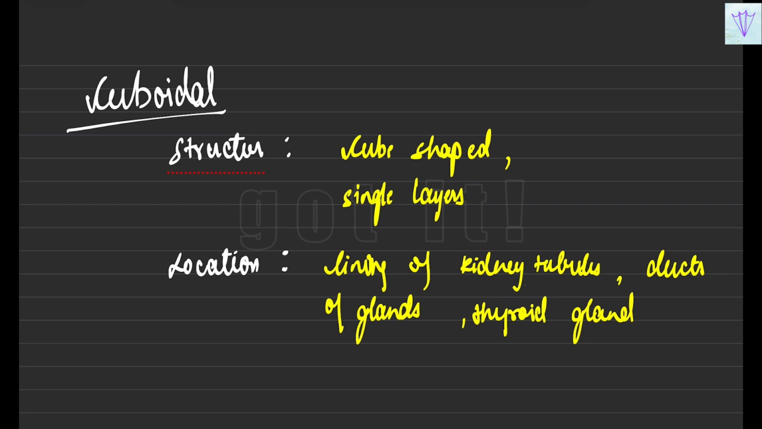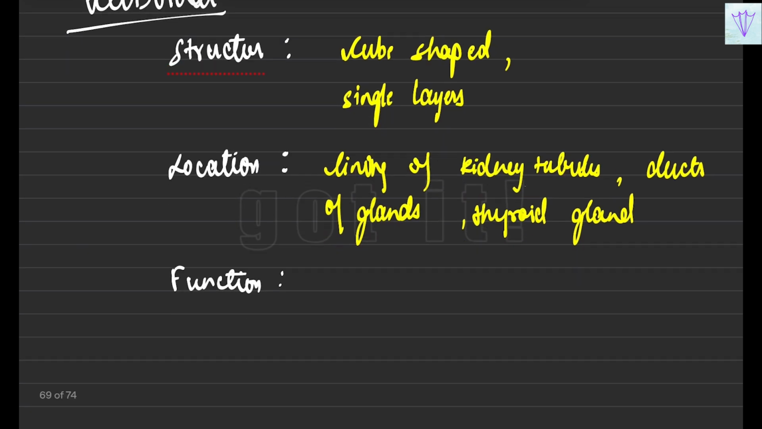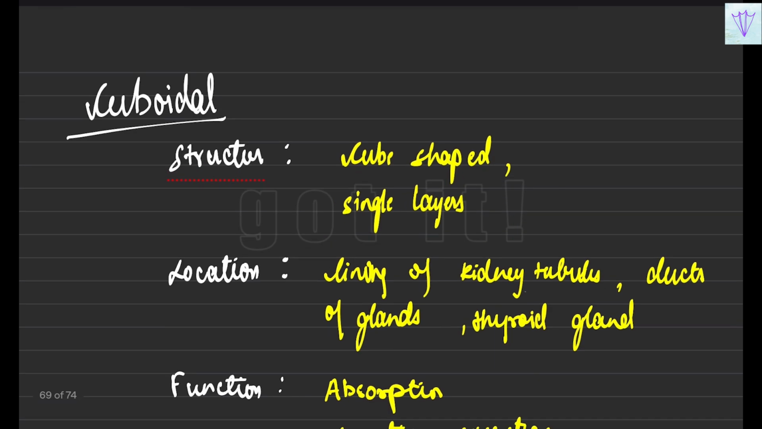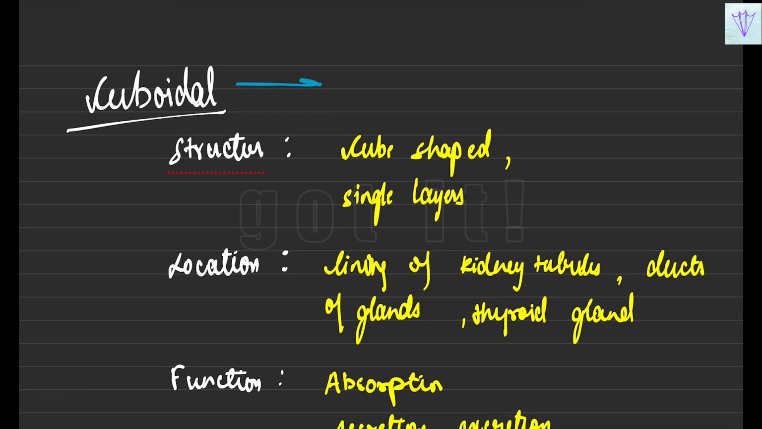Next, moving to the function of this. When somebody says that this is located in the lining of kidney, what could be the possible function? The possible function would be absorption, secretion, and excretion. This is all you have to remember in cuboidal epithelium, and the keyword for this is secretion primarily. Okay, now moving to the next epithelium.